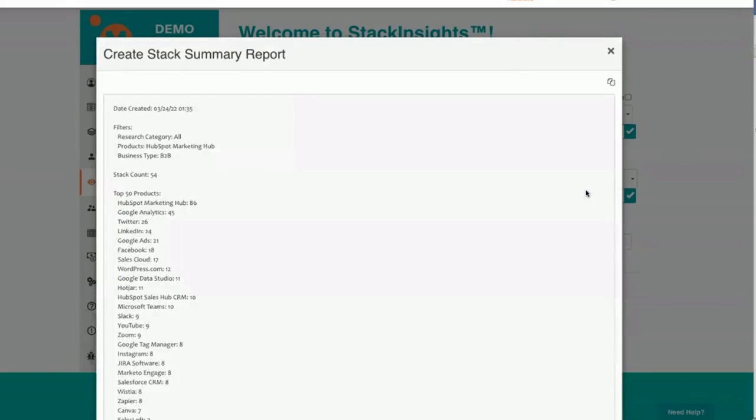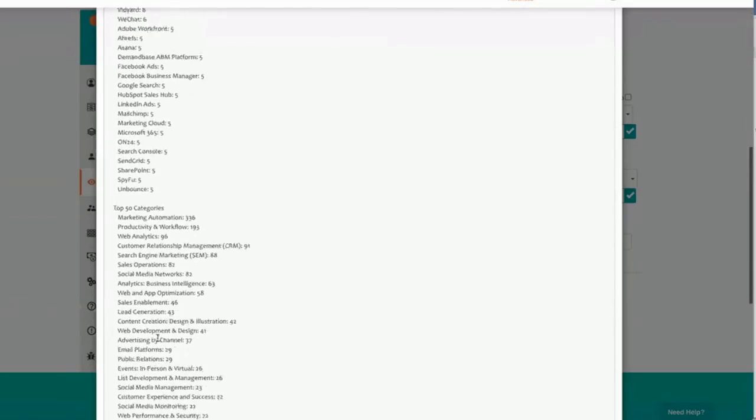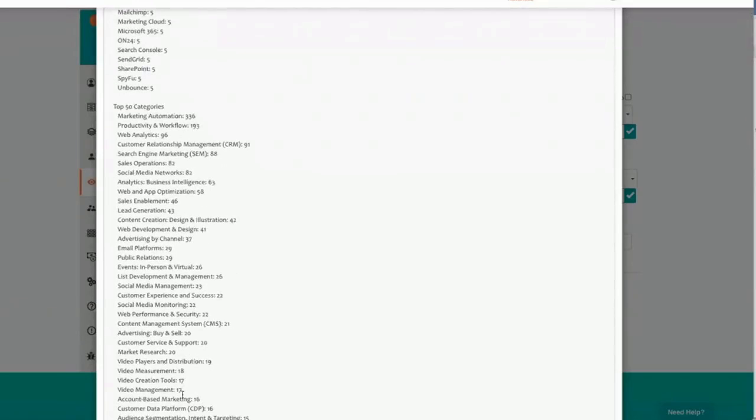Now, here you can see all of the products that show up when HubSpot Marketing Hub is in a stack. These are in rank order, and it shows you how many times they're seen. You can also see all of the categories of products that exist when HubSpot Marketing Hub is there. But again, this could be done with any product that you want to look at.